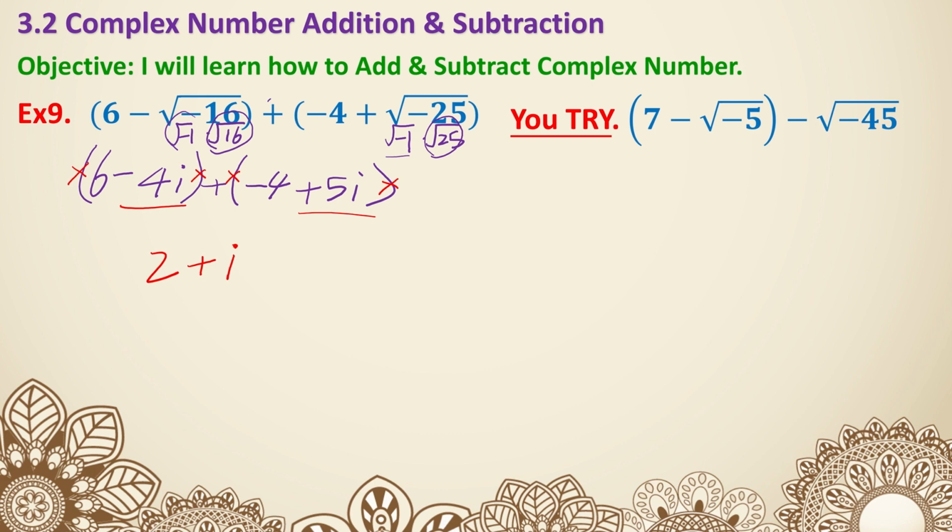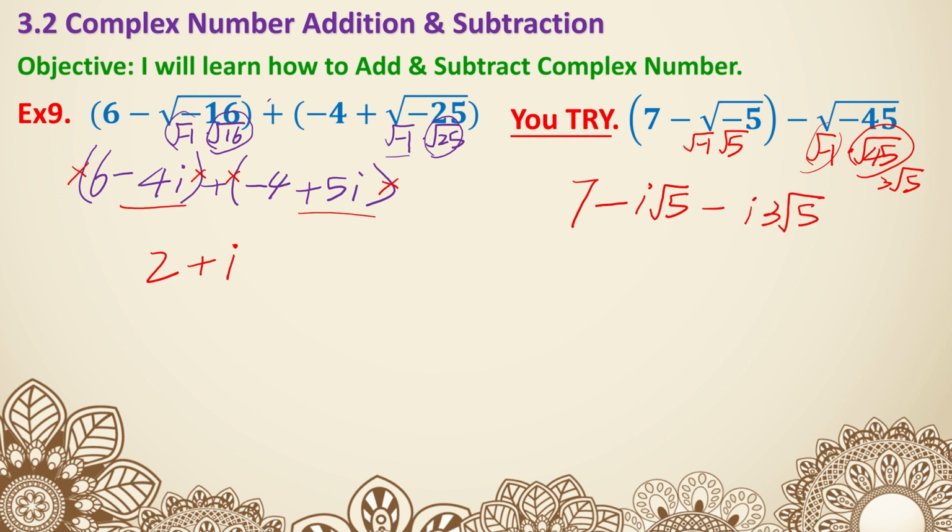Example 10. 7 minus, well, this is square root of negative 1 times square root of 5, but square root of 5 is just square root of 5. You can't simplify it. So it's just going to be i times square root of 5. Minus, well, this is square root of negative 1 times square root of 45. Square root of 45 is 3 square root of 5. And square root of negative 1 is just i. So i, and then 3 square root of 5. Technically, you should actually write it as 3i then square root of 5.